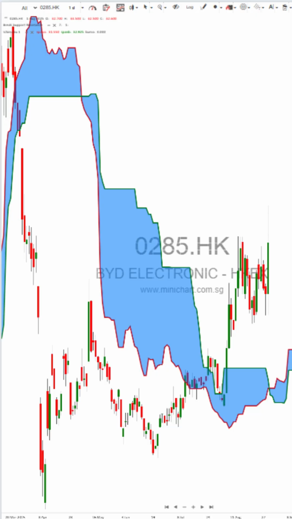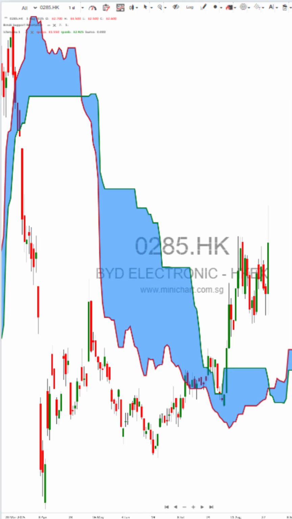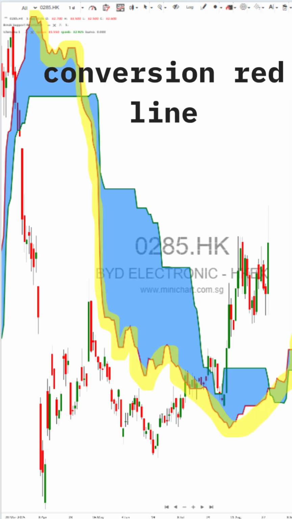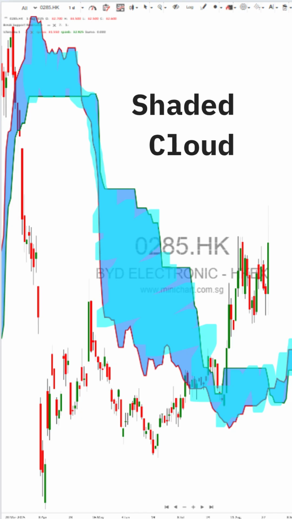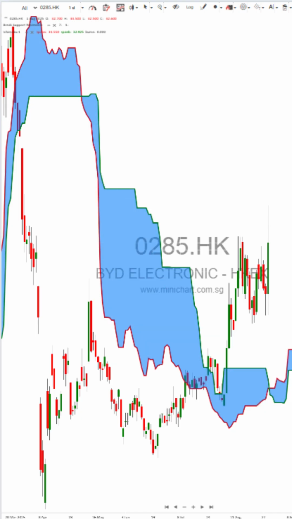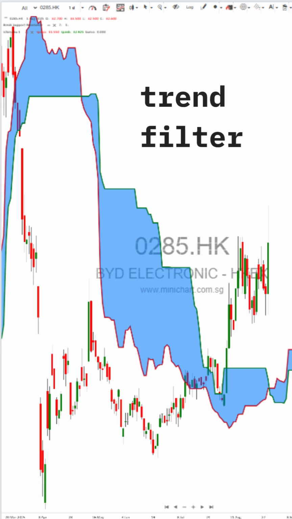Ichimoku Kinko Hyo, equilibrium at a glance, is a chart that shows trend, momentum, and support or resistance in one view. Its 5 lines include the conversion red line and the base green line, which form the shaded cloud, and is the key component of the indicator. The cloud acts as both support and resistance as well as a trend filter.